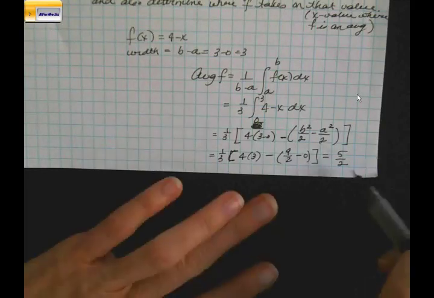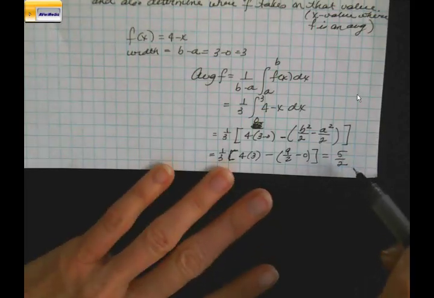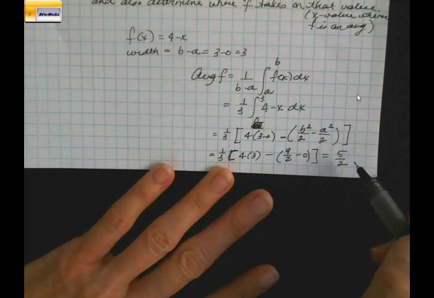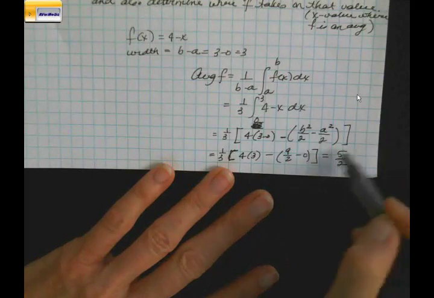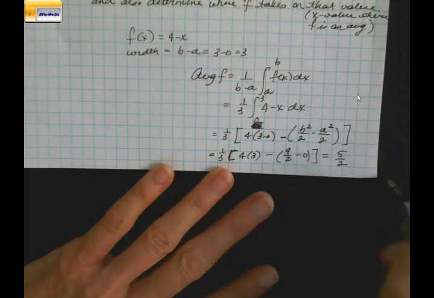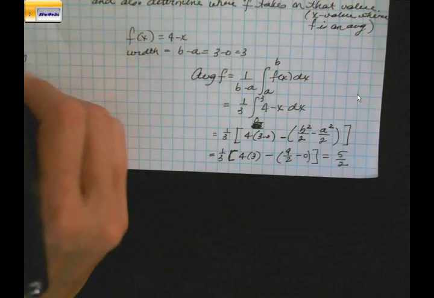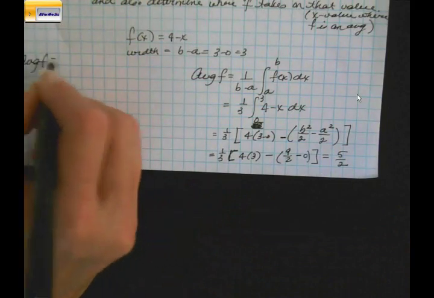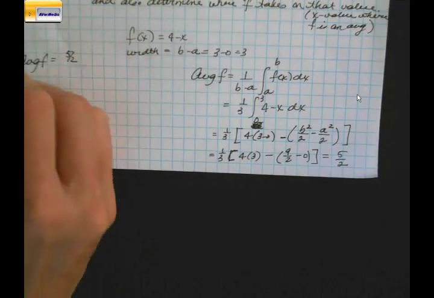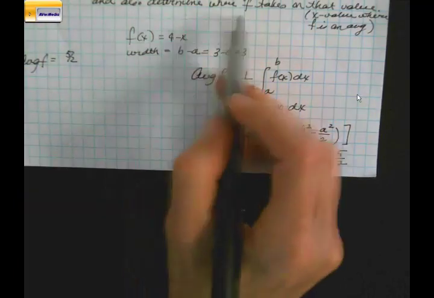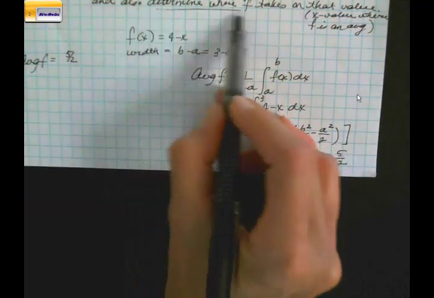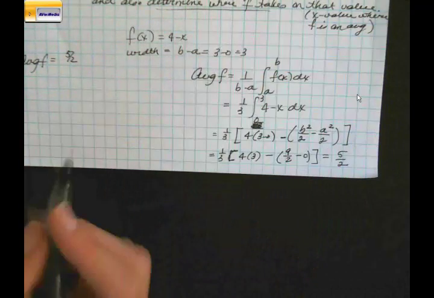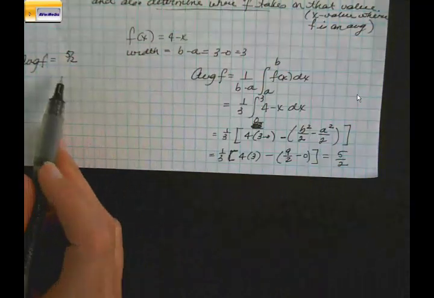So the answer to the first part of the question, what is the average value of f of x, what is the average height in the interval of 0 to 3? Well, the average height is 5/2. That's part A of the question. Part B is to determine where f takes on this value. Where does the function equal 5/2?